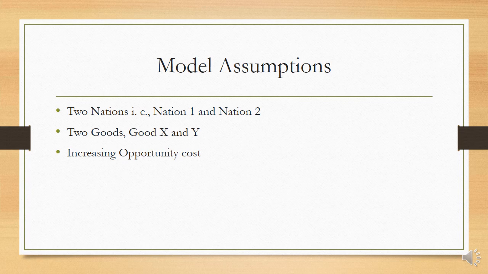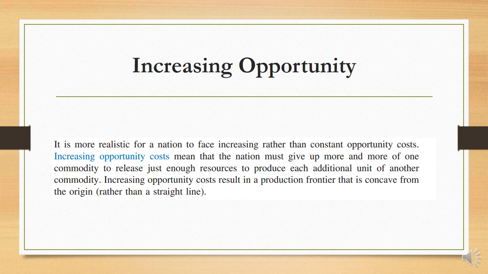Model assumptions. The following are the model assumptions. Two nations, that is nation 1 and nation 2. Two goods, that is good X and good Y. Increasing opportunity cost. Let's start with increasing opportunity cost.